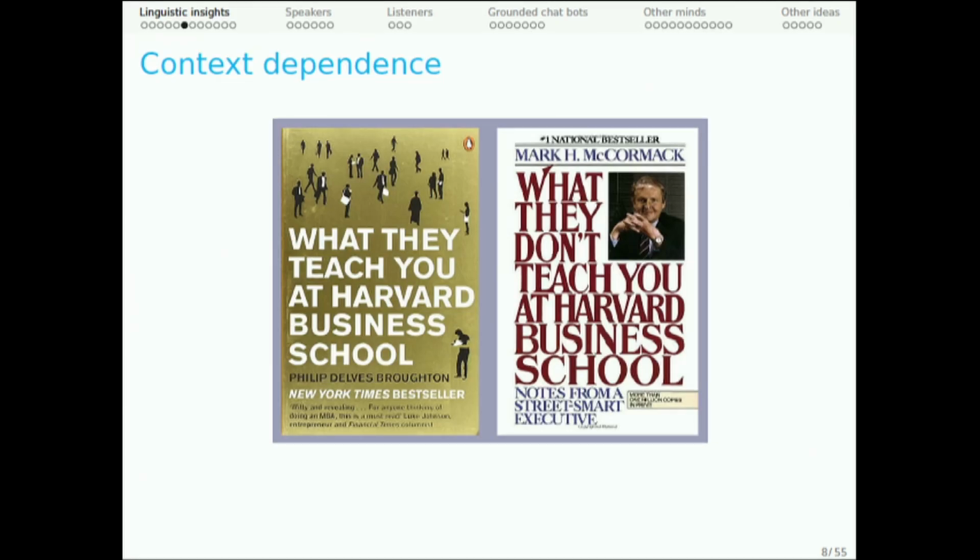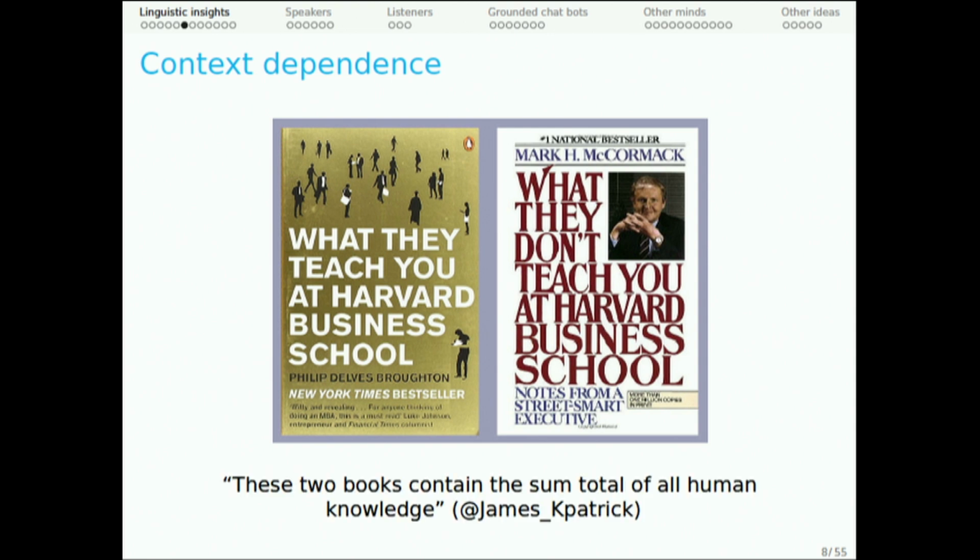This is another example that I love. This is two books. I think they're real books. What They Teach You at Harvard Business School, What They Don't Teach You at Harvard Business School. And then there's a masterful tweet: these two books contain the sum total of all human knowledge.